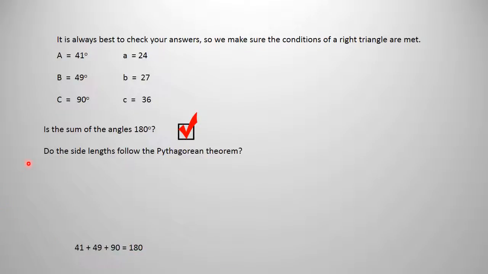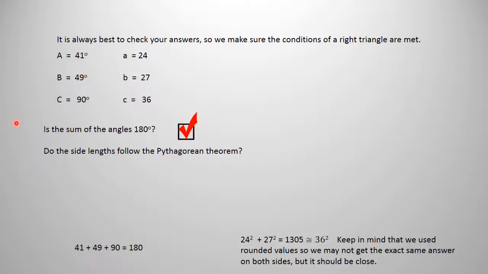Next, I need to see if the side lengths fit the Pythagorean theorem. Okay, so if I take 24 squared plus 27 squared, it should be approximately equal to 36 squared. And it is, not exactly, but keep in mind that we used rounded values, so this needs to be approximate. Sometimes it'll turn out to be much closer than other times, but it's close enough to say, yeah, we got that right.